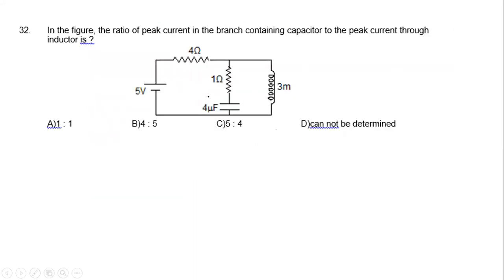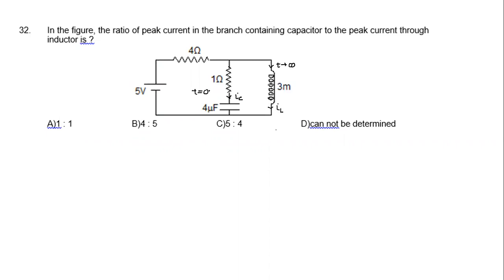Okay, this is the ratio of current in the branch containing capacitor and inductor. This is a fairly simple question. What is the maximum current in the capacitor? The peak current in the capacitor will take place soon after time t is equal to 0. At time t is equal to 0, what will be the current IC in this branch? That's what we need to calculate. And at time t tends to infinity, what is the current IL we need to calculate, which are fairly easy.